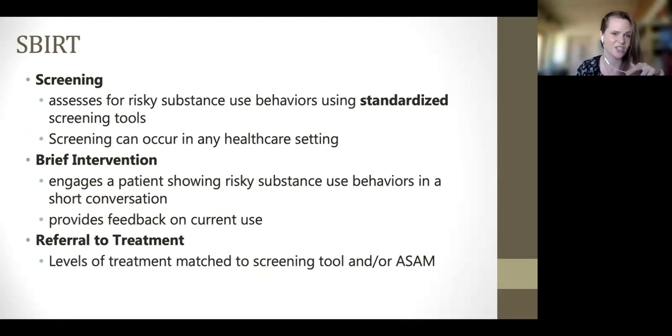If they're just asking general questions, they're a lot less likely to be able to accurately identify who's at risk than when they use these standardized measures. And what's great about SBIRT is that it really is adapted to use in any healthcare setting.